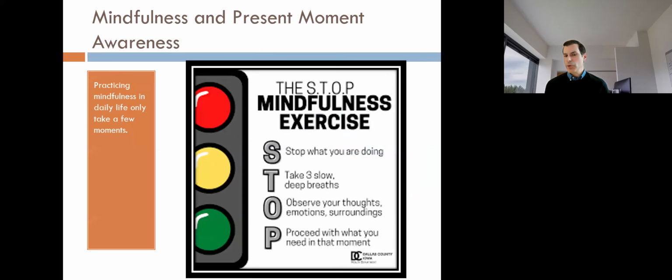This is just a simple little exercise that can be helpful that people can do. The STOP process: first stop yourself, then take a few deep breaths, observe what's going on around you in the moment, and then proceed with your committed values and actions and what that might look like in the moment.